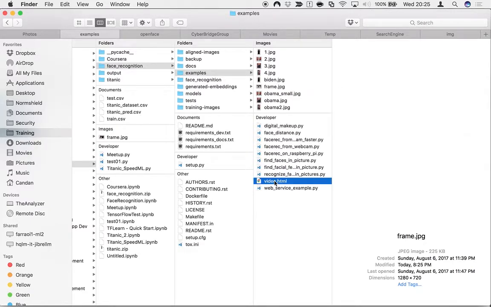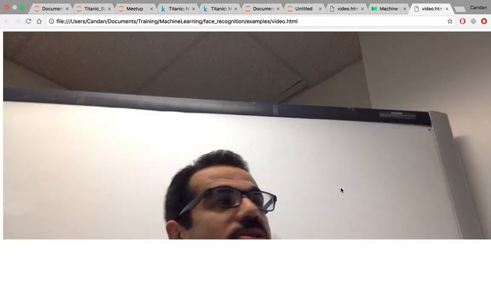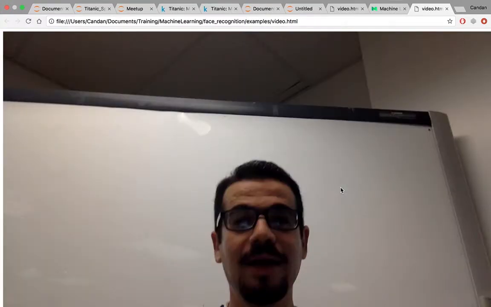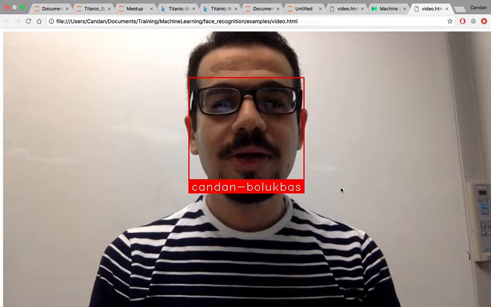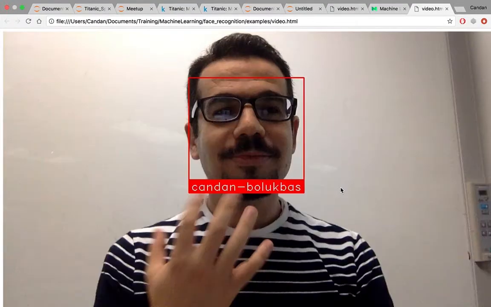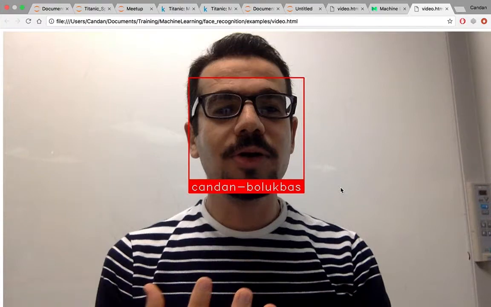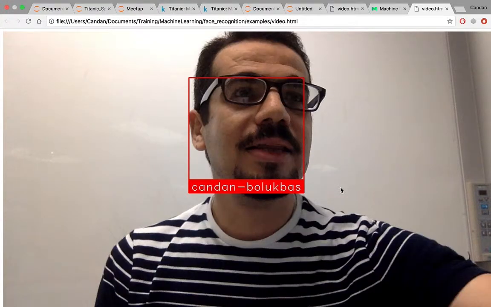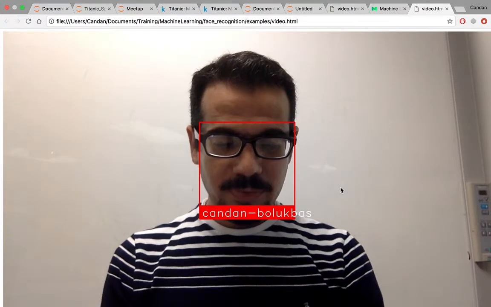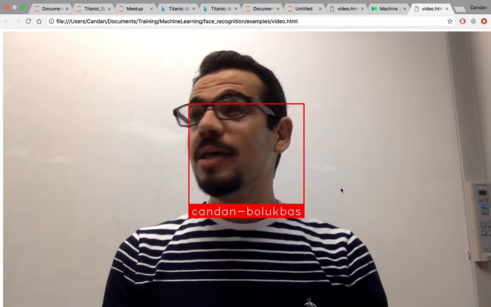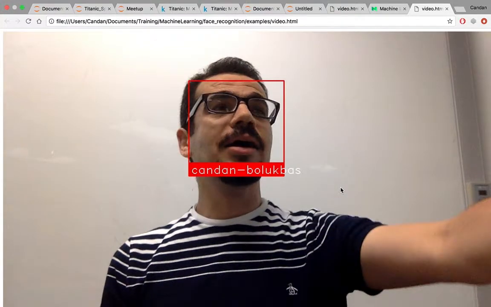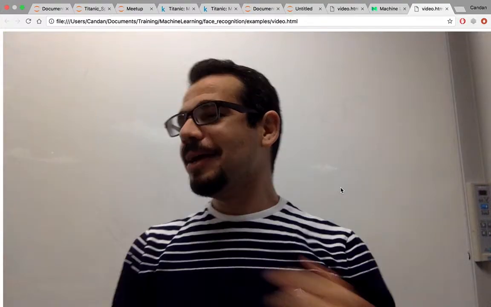In order to see that in a continuous manner, I am going to open it in a browser. I have a small HTML document that can help me show the image. As you can see, it can recognize me by looking at the prediction. And let's find some other people. Can somebody come next to me? Easy one. Patrick, can I get you here, please?